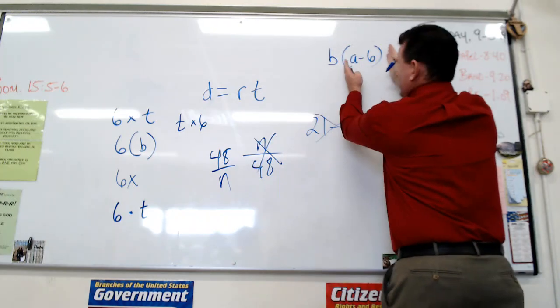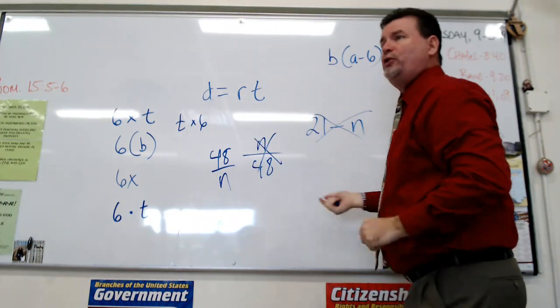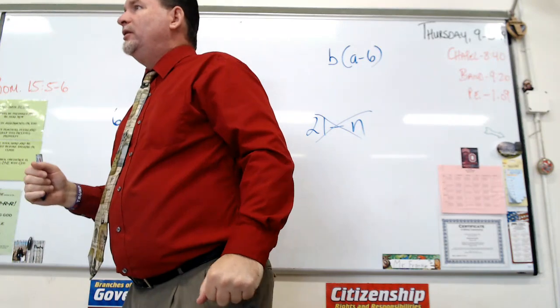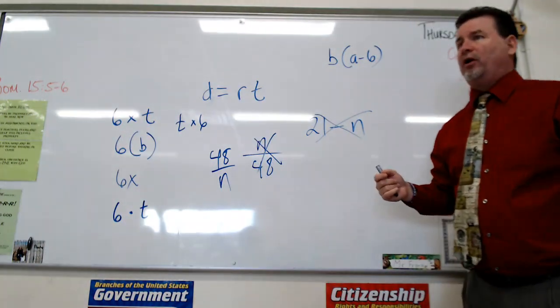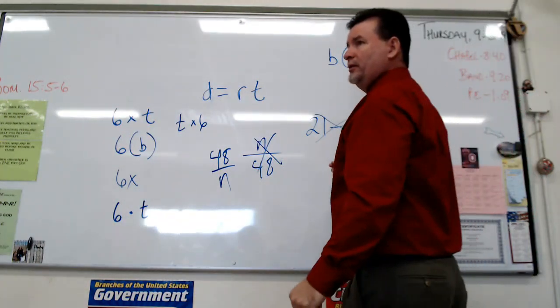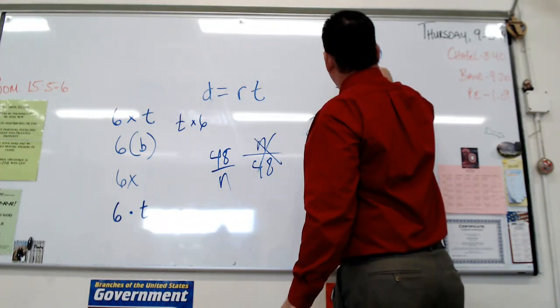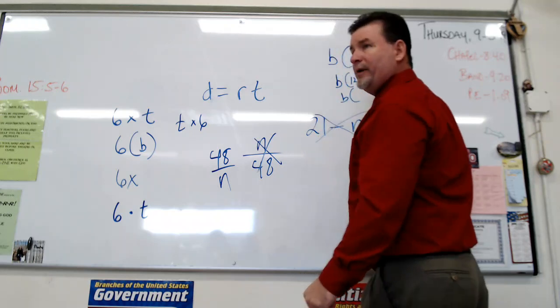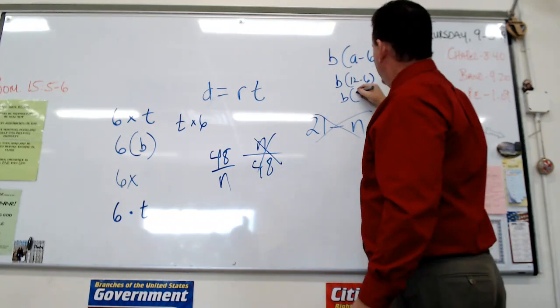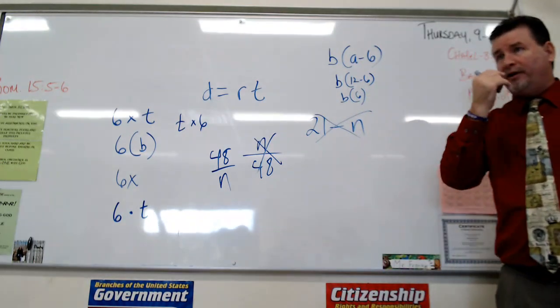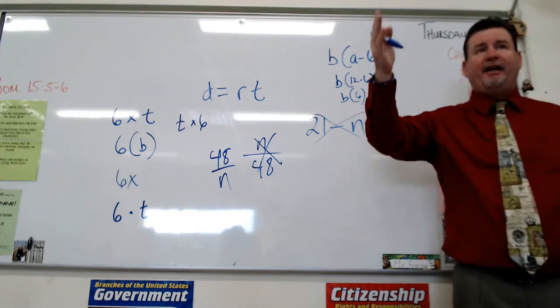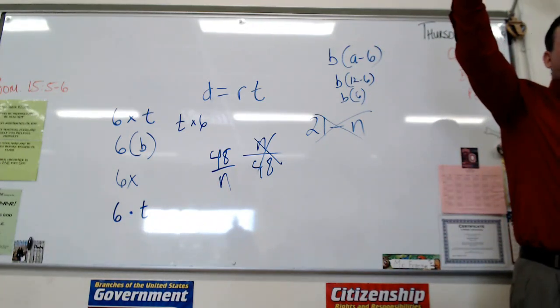What are these called, Preston? Parentheses. What do you do first in your order of operations? Parentheses. How much is a worth? b times 12 minus 6. What's 12 minus 6? How much did they tell us b's worth? What's the answer? 18. Raise your hand if you didn't get that.